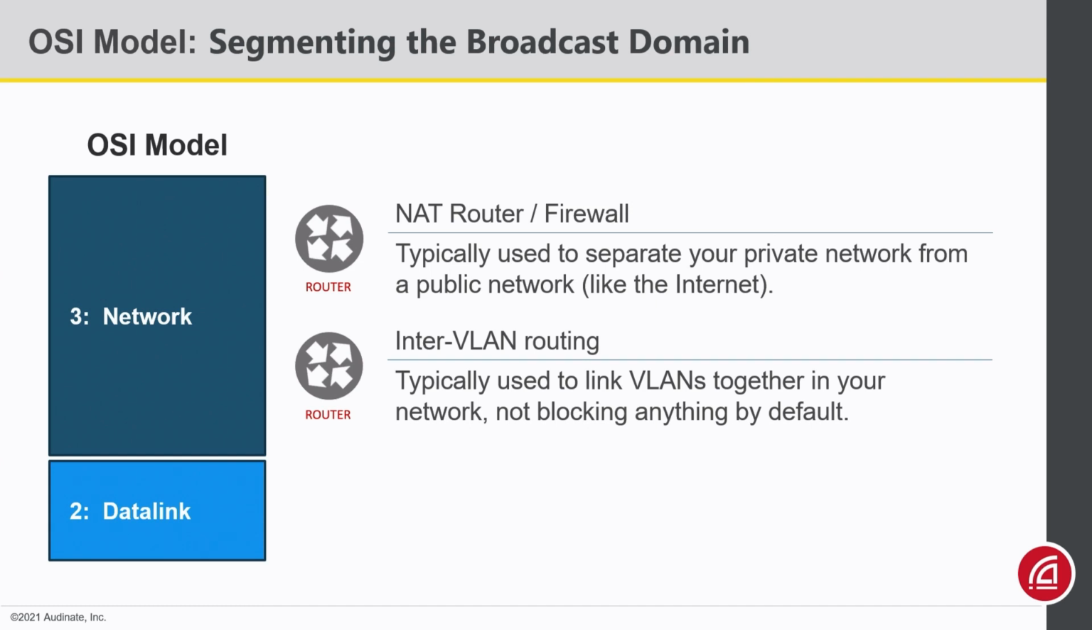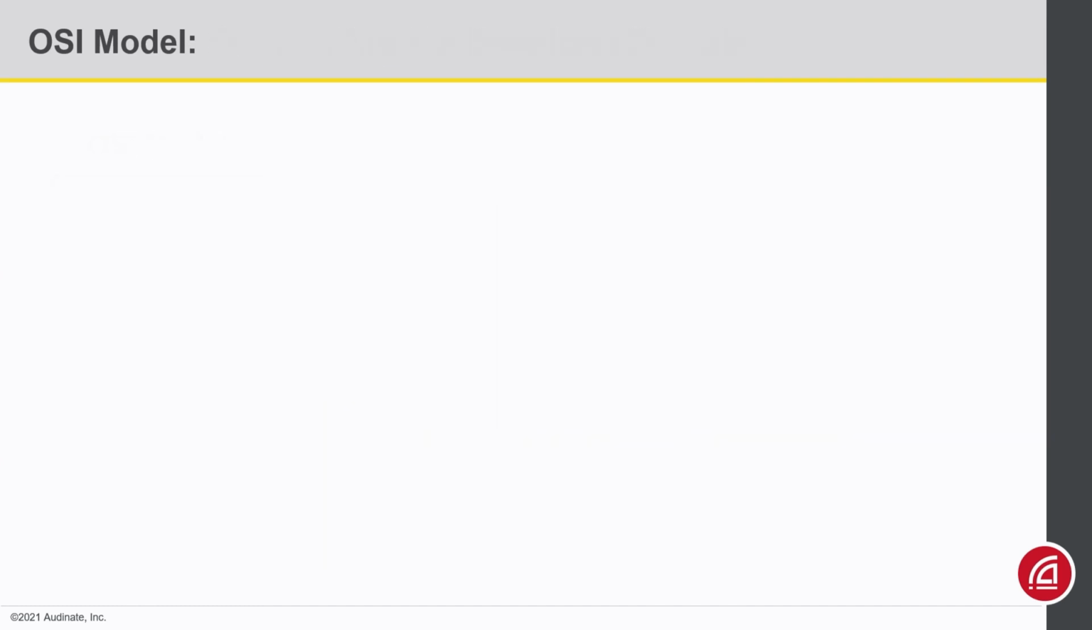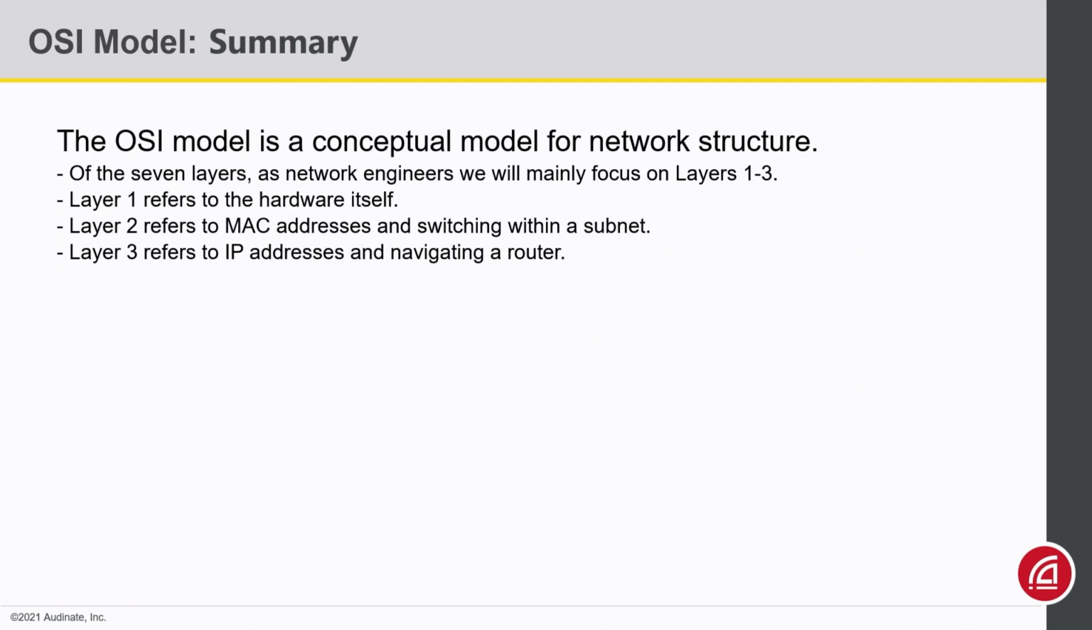All right, so this chapter involved a number of key concepts. Let's summarize them. The OSI model is a conceptual model for visualizing network communication. When we have our network engineering hat on, we'll primarily be considering layers 1 through 3. Layer 1 simply refers to hardware, the switch itself, the electrical or light signals going through the cables, that sort of thing. Layer 2 centers around the MAC address and covers switching within a subnet. Layer 3 refers to IP addresses and getting traffic across a router.